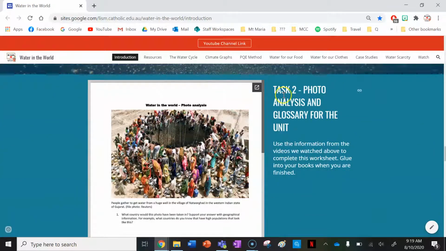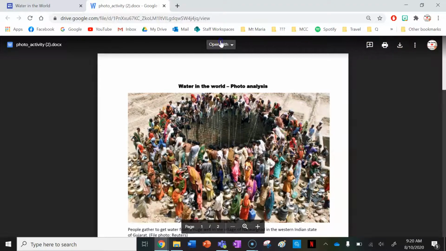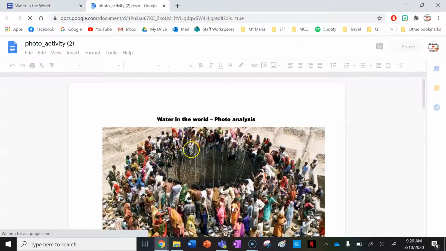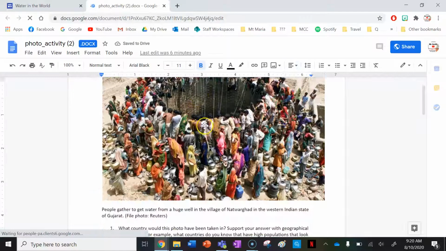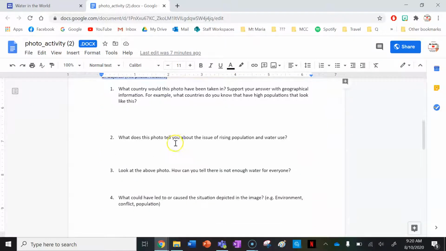The second task, task 2, is a photo analysis and glossary for the unit worksheet. If you're at school, this worksheet will be provided for you, but if you're learning at home, you can access the worksheet by clicking on the pop-out tab. And you can print the worksheet off or you can download it as well. I'm going to open it with a Google Doc so we can explore the activities in the worksheet. So we've got a photo of people gathered around a well in India. We can tell that by the description of the photo.